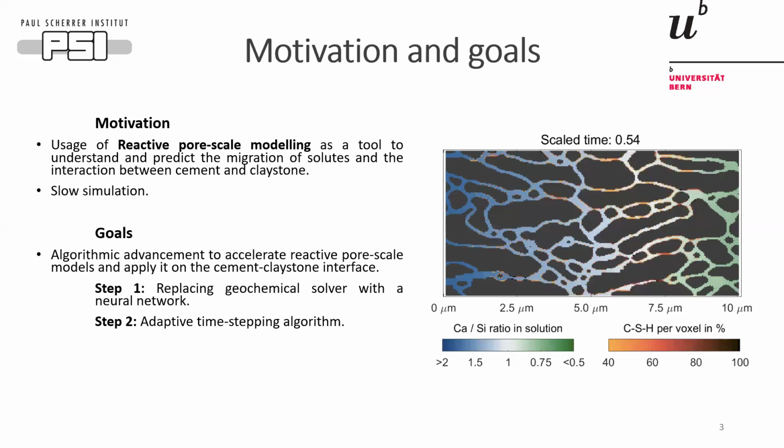Here it's the precipitation of CSH. A problem of this method is that it's quite slow. This simulation would take 300 years to complete, which is a bit too long.